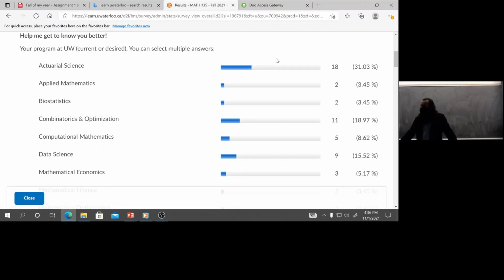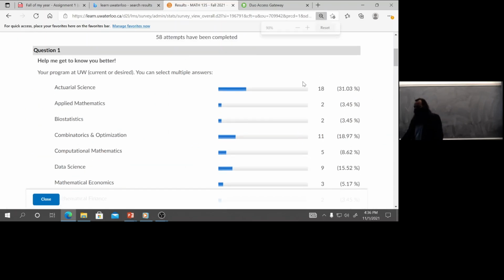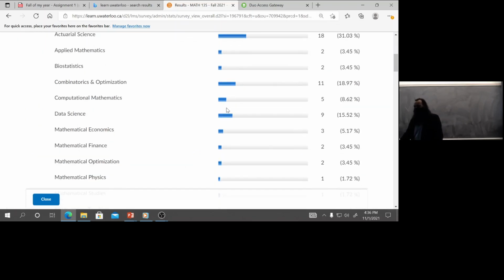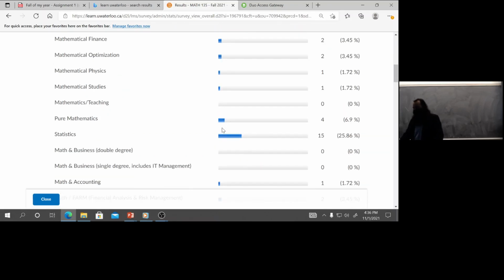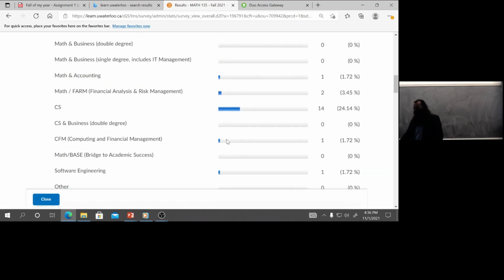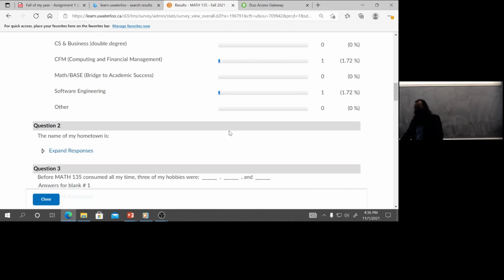All right, 18 people in actuarial science. Good. Many of you are going to be earning more money than me. Actuarial science, very good. So you like statistics? Okay, there's some people doing data science, combinatorics. Good. I like combinatorics. Statistics, very good. CS, 14 people. Okay, good.